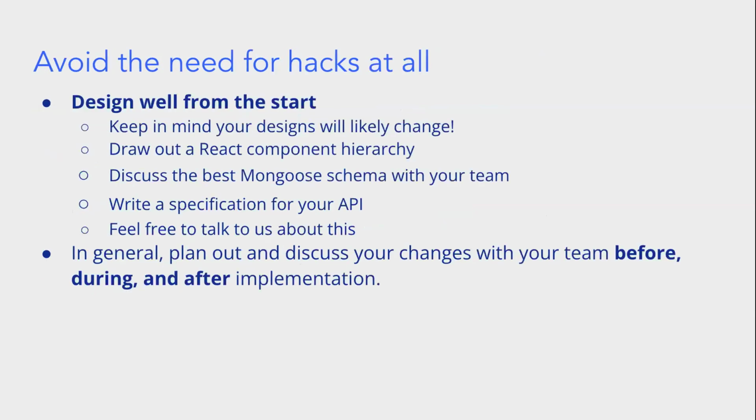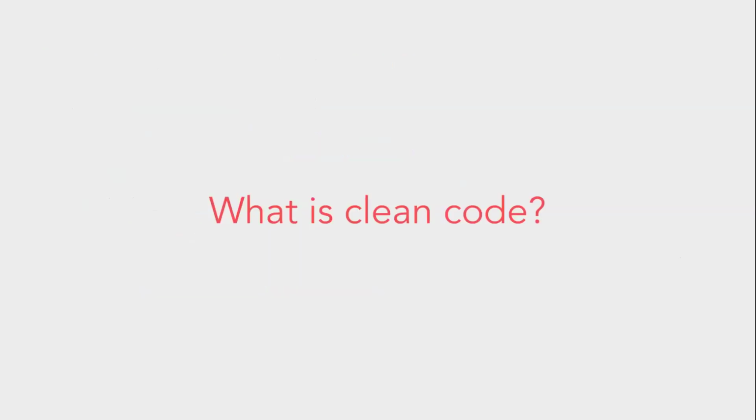But if you design well from the start, as we've discussed, with your Mongoose schema, your component hierarchy, your API specifications, you'll be able to avoid hacks altogether, and everything will be fine. It's also really important to plan and discuss changes with your team before, during, and after implementation, since implementation is often a continuous cycle and you need feedback from your teammates. So we've talked about hacky code.